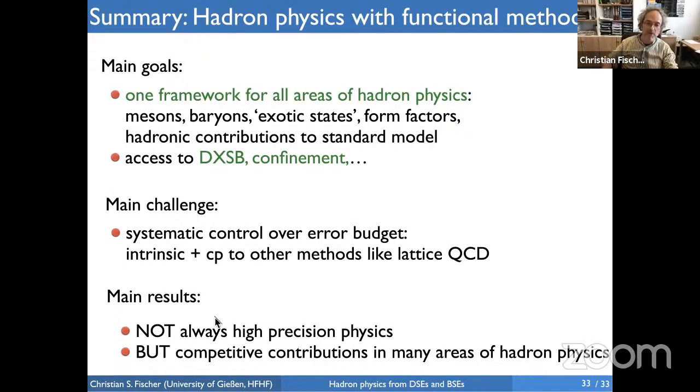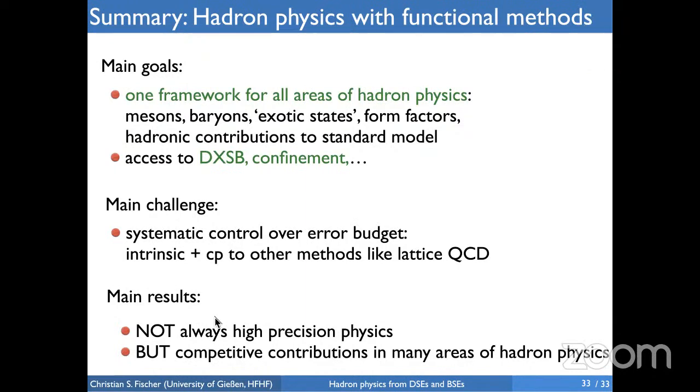So with that, thank you very much for your attention. Thank you very much for this very nice presentation about the hadron mass spectrum.